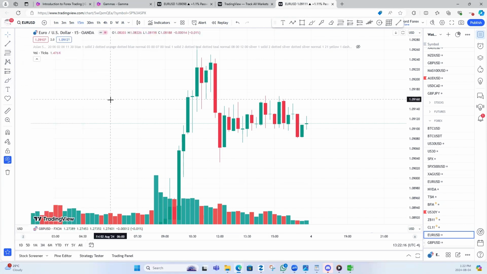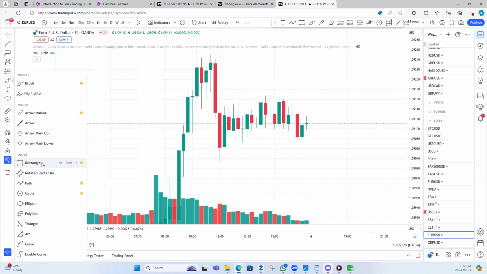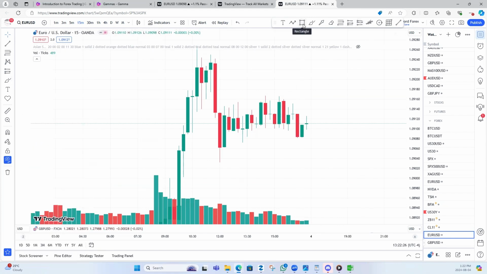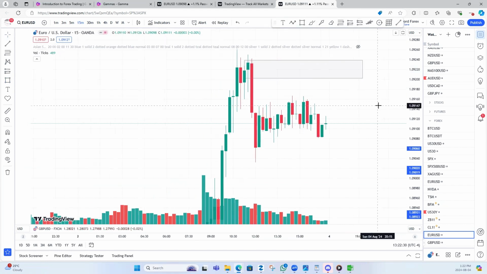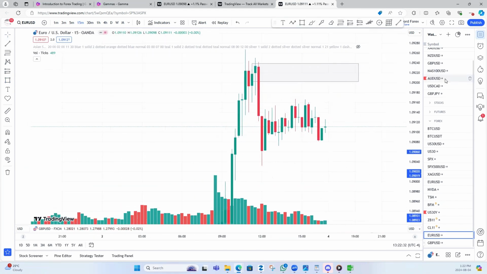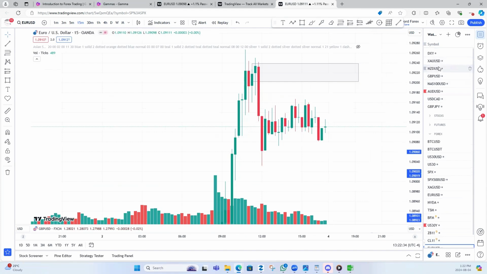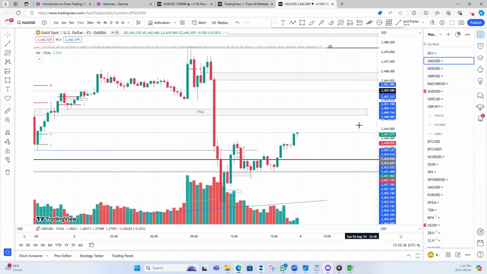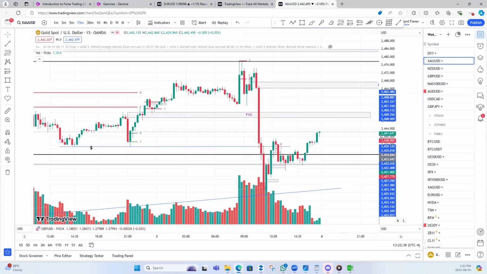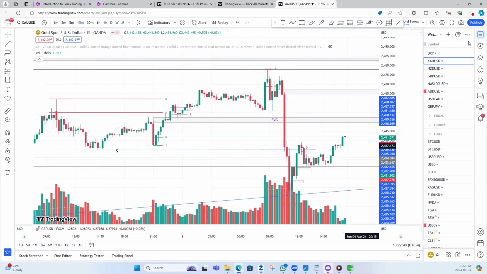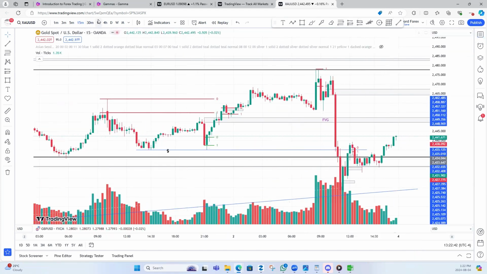For instance, I like to use rectangle. So I go to this particular one, I click here and make it my favorite. It will appear right here, so my rectangle tool right here. If I want to mark my levels, I can use my rectangle tool and mark my level. Because mostly I'm trading gold, I've already marked my levels here. As you can see, my levels have been marked.